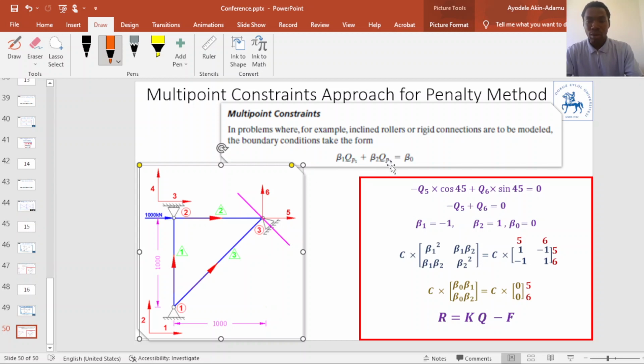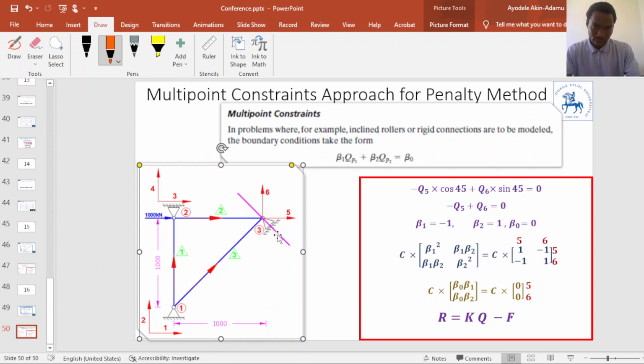And the QP2 is the vertical degree of freedom, the vertical displacement at the node we are considering. So at node 3, our QP1 will be Q5, while our QP2 will be Q6. So we need to write an equation at node 3 in this form.